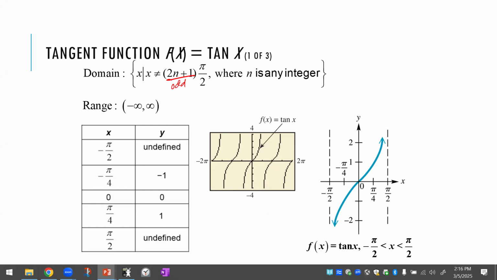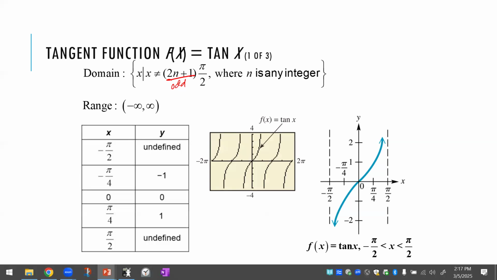The domain of the tangent is not a continuous domain, and that's because of the asymptotes. Your asymptotes happen at (2n+1) times pi over 2. Remember, 2n plus 1 means an odd number. So every odd half is where you are going to have your asymptote. So that's at pi/2, 3 halves, 5 halves, 7 halves, 9 halves, and then also their negative versions, okay?